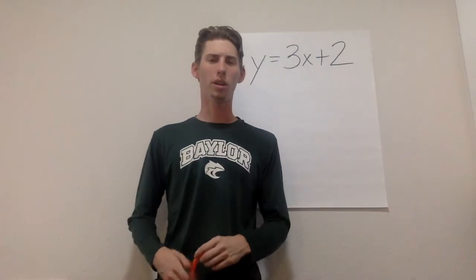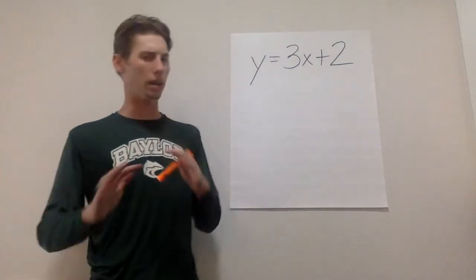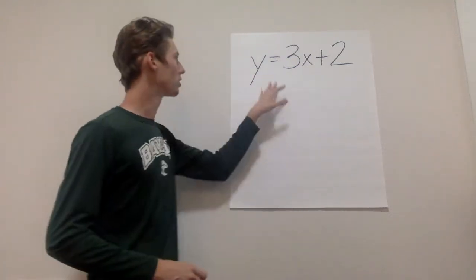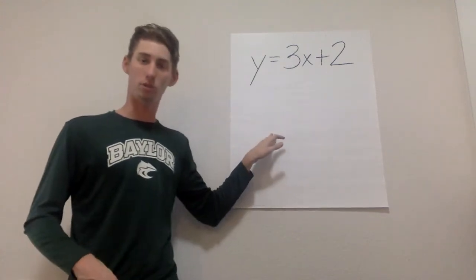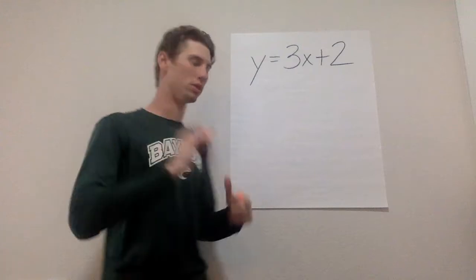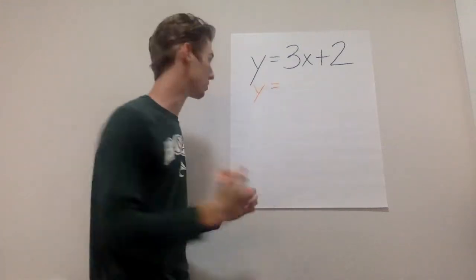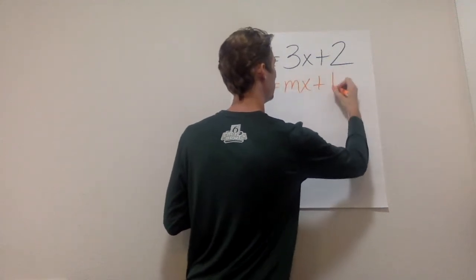Let's go ahead and look at an example. We'll walk through this and you'll start to see why things are named the way they are and how we develop this graph. The first example we've got here is y equals 3x plus 2. We're going to write a little reminder of the formula this is based on: y equals mx plus b.